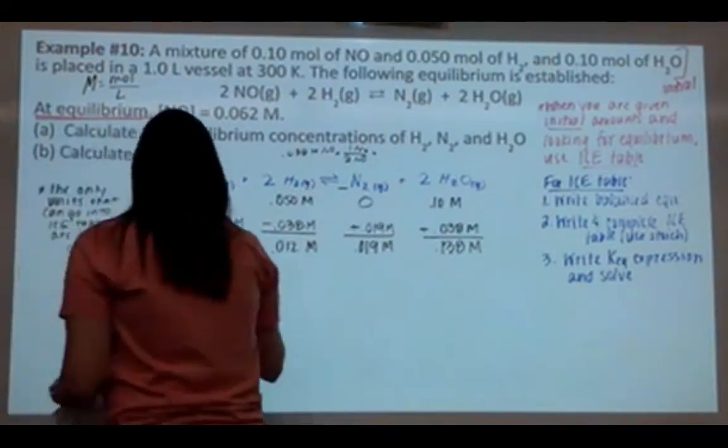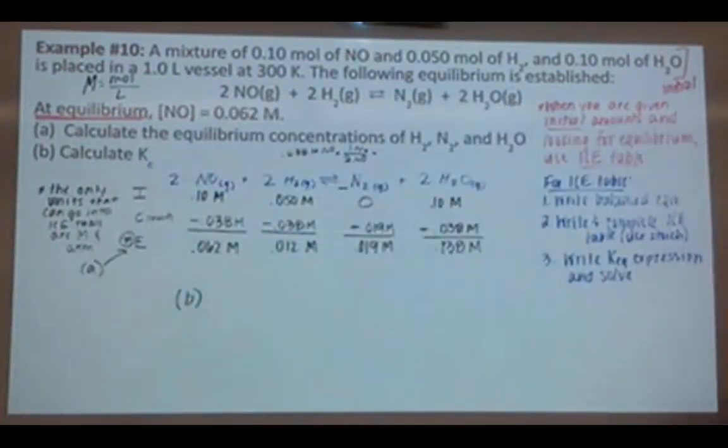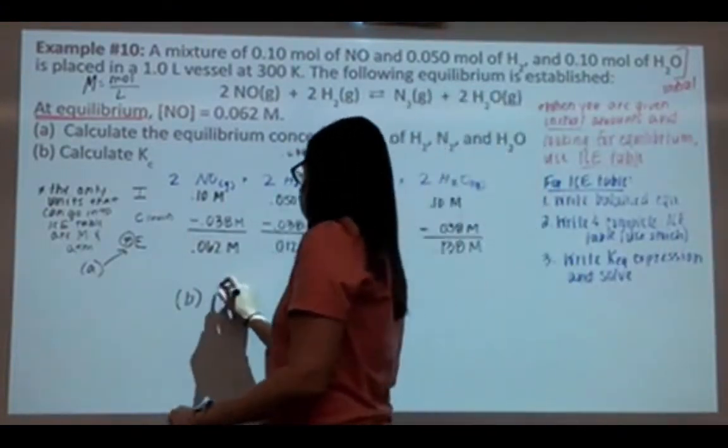Then part B, calculate Kc. Remember, get in the habit of writing the Kc expression first. They're all gases. They all can go right into the K expression.